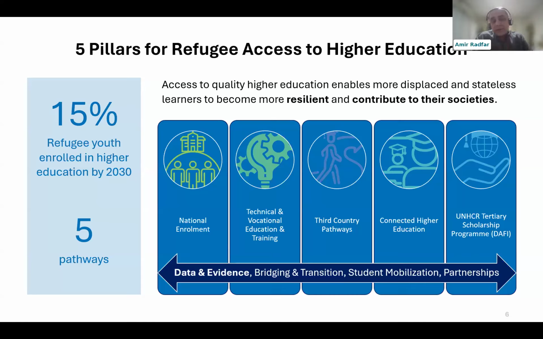They go for resettlement to receiving countries for their education at tertiary level. It can be postgraduate or undergraduate. So that's why we call it third country pathways, which is also very attractive for the refugees because they really want to get to resettlement.